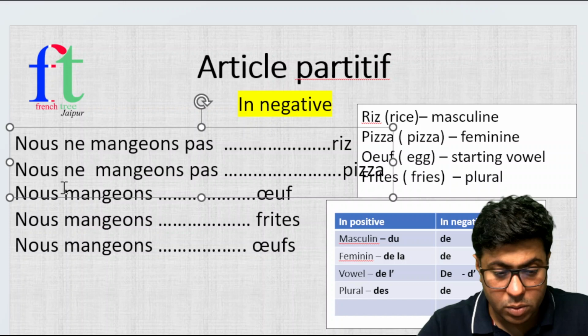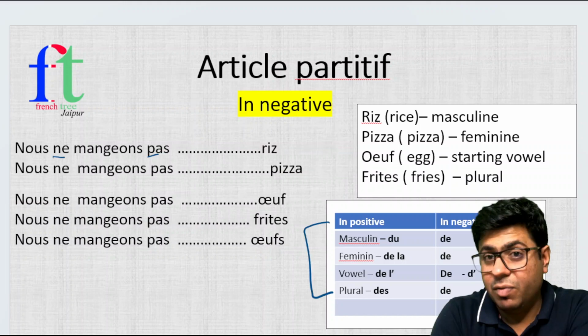So let's solve this grammar. What are the exceptions? Earlier we did what? In masculine we used du, feminine della, vowel del apostrophe, and plural des. Now, if the sentence is in negative form, how will you judge? Ne will be there before the verb, pas will be after the verb. So in all cases, du, della, del apostrophe and des will all become only de.